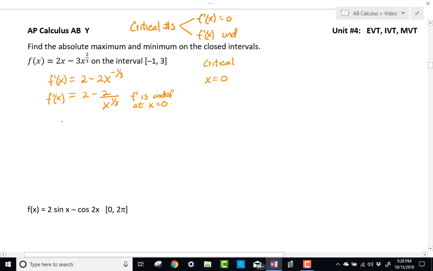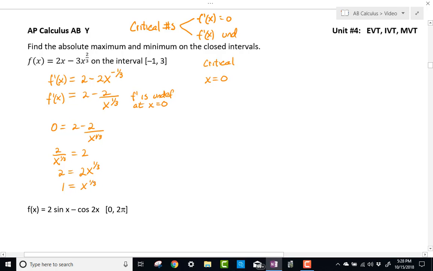We also need to solve this. We need to set this equal to 0, so we're going to do 0 equals 2 minus 2 over x to the 1/3. You could solve this a couple of different ways, but I'm going to go ahead and just add 2 over x to the 1/3 to both sides. So I end up with 2 over x to the 1/3 equals positive 2. I'm going to cross multiply here, so I get 2 equals 2 times x to the 1/3. I'll go ahead and divide out the 2 on both sides, so that's 1 equals x to the 1/3.